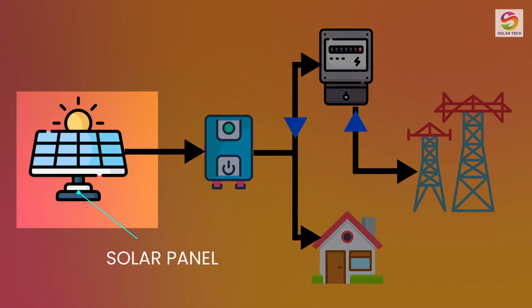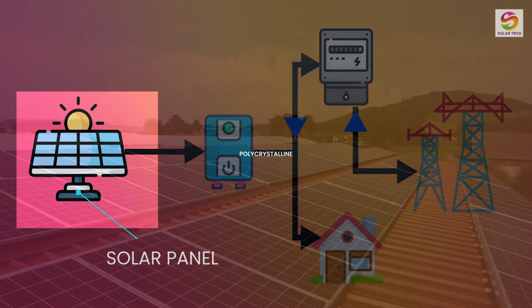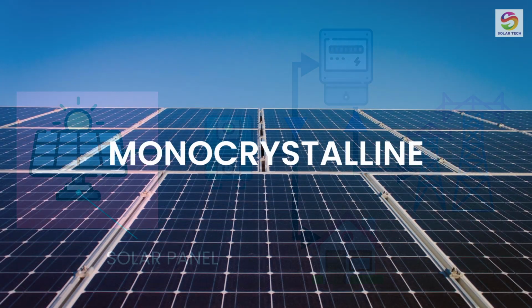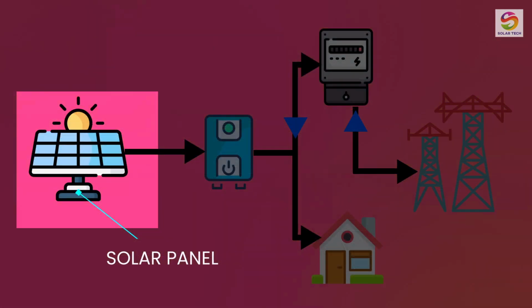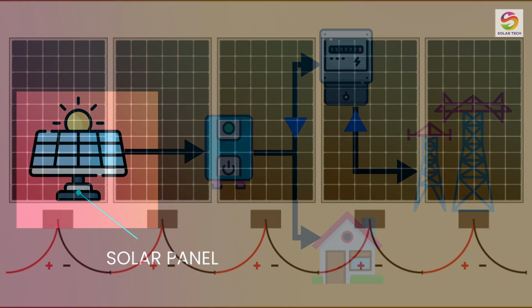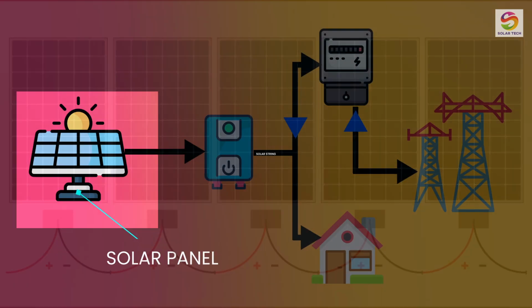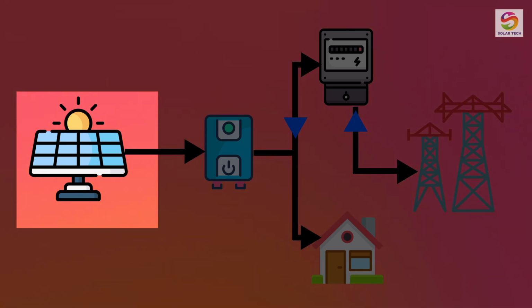A solar panel is a critical part of a solar plant. Solar panels are basically of two types: polycrystalline and monocrystalline. Monocrystalline panels have higher efficiency than polycrystalline panels. Solar panels generate DC power from sunlight. A string is made by connecting multiple solar panels in a series circuit. Many strings can be connected to a grid tie inverter, depending upon the system design.